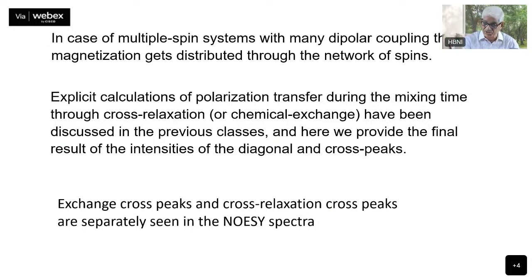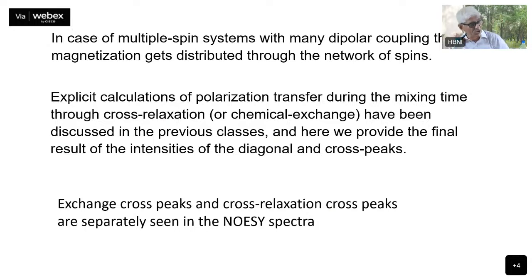Explicit calculations of polarization transfer during the mixing time through cross relaxation or chemical exchange have been discussed in the previous lectures, and we provide the final result of the intensities of the diagonal and cross peaks. Exchange cross peaks and cross relaxation cross peaks are separately seen in the NOESY spectra. Cross relaxation, dipolar coupling relaxation, is one thing. But if there is chemical exchange in the molecules, then also it causes the transfer of magnetization, and that also will show up in the NOESY spectrum.